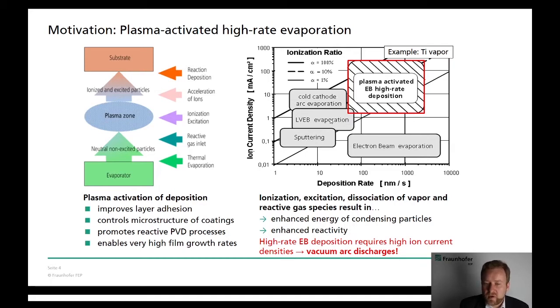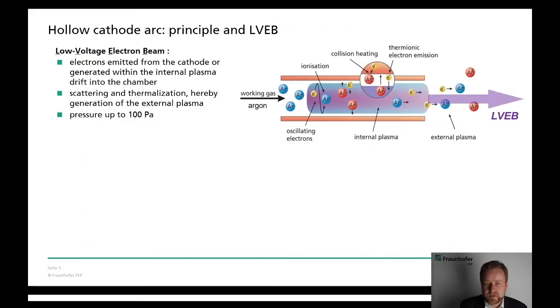And in order to achieve a sufficient ionization ratio at the high deposition rate, one needs plasma sources which give ion current densities in the range of 10 or more milliamps per square centimeter. And this is true for vacuum arc discharges. And that's why we use such a plasma source for plasma activated high rate deposition.